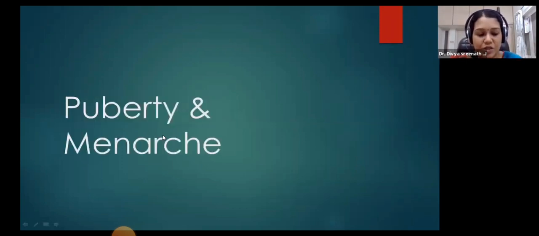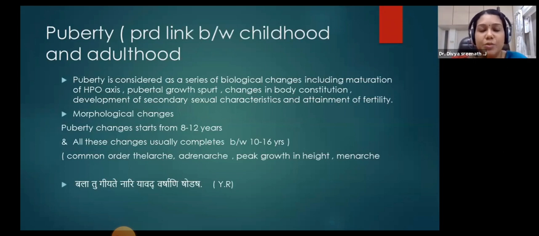Next, the last topic is puberty and menarche. Puberty is a link between childhood and adulthood. In puberty, there is a gradual maturation of the hypothalamus pituitary ovarian axis. Like a child, first the baby will crawl, then try to stand, then it will run. Like that, the HPO axis has to work in coordination, then only it will work in a proper manner.